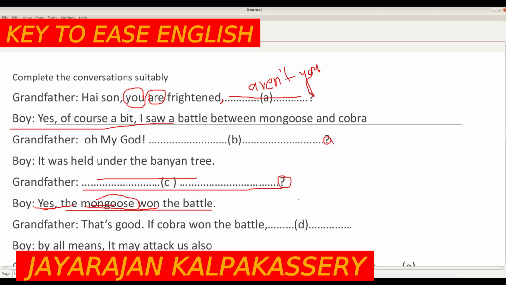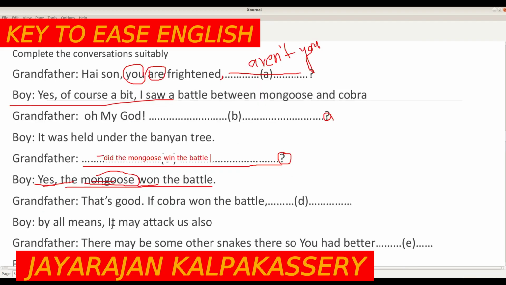Okay, so we can type that answer also here. Did the mongoose win the battle. So this is the correct answer. Now we are passing on to the next one. If the cobra won the battle, as I told, it is yes or no. This is an if clause. If clause, we know that when it is in past form, it is in past form.